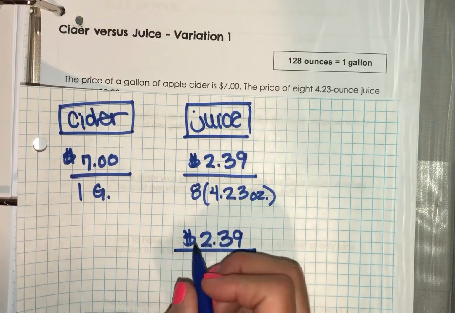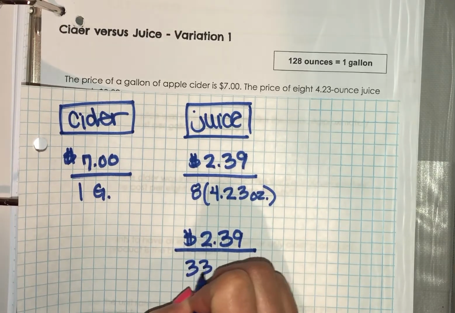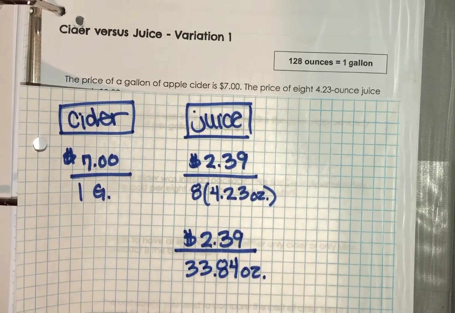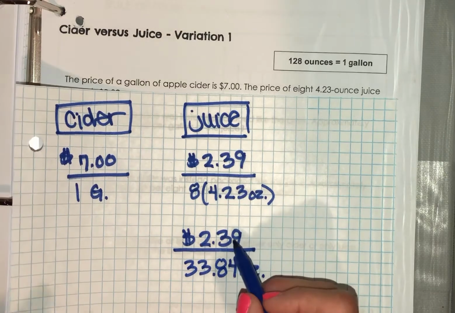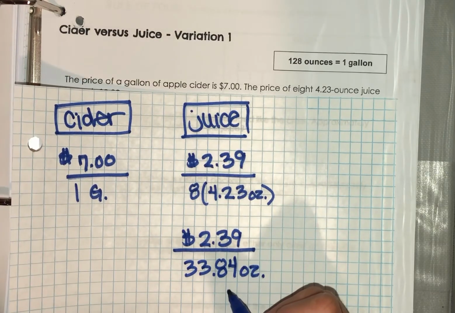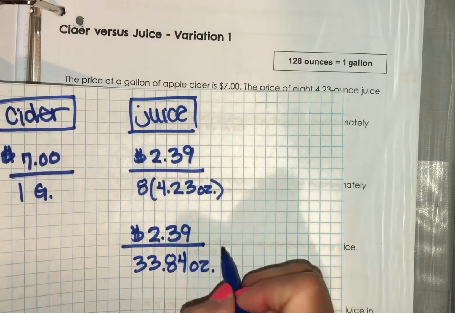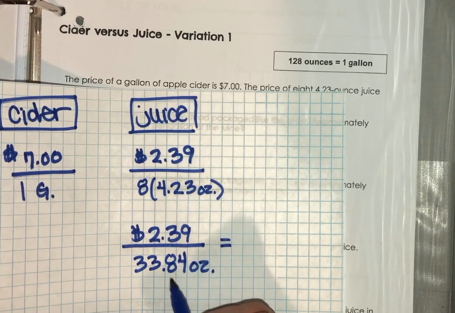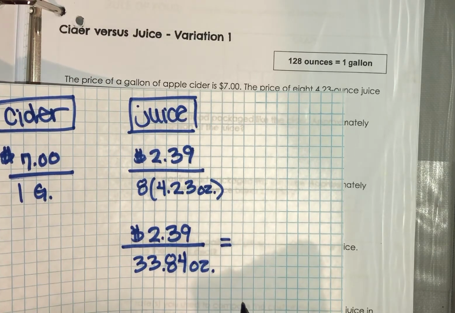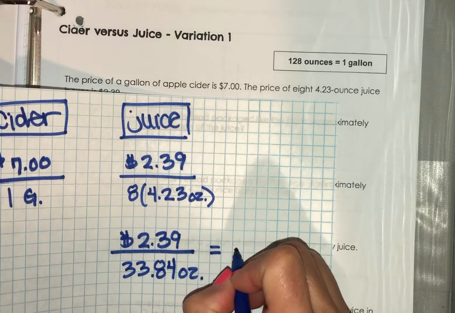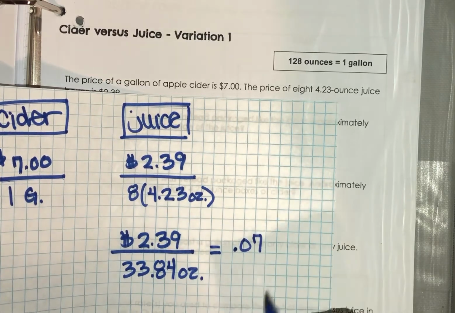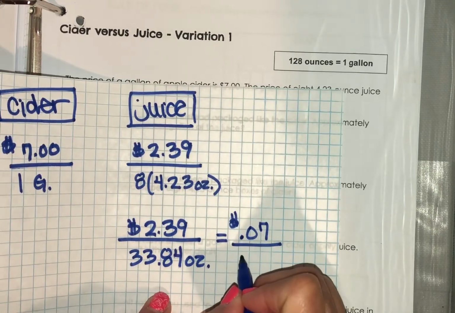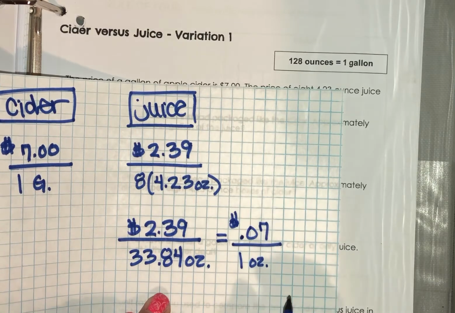8 times 4.23 would be 33.84 ounces. Okay, so this would be the price per ounce. So let's find out how much 1 ounce is going to cost. So we're going to divide that, 2.39 divided by our ounces. This is going to be, we'll round it, 7 cents over 1 ounce, okay?